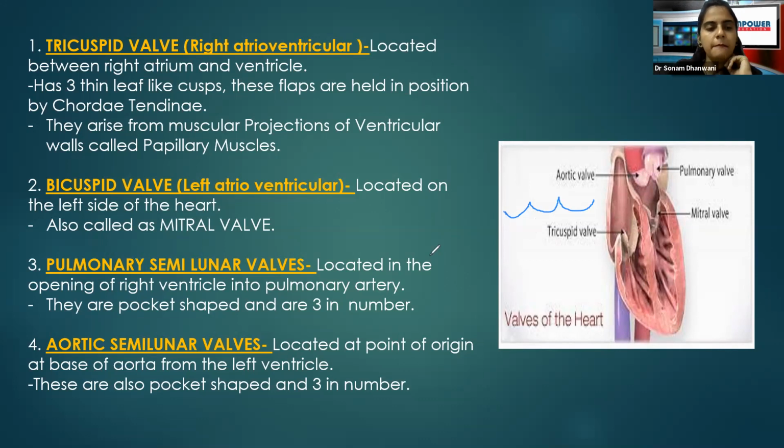Now the fourth one is the aortic semilunar valves. They are located at the point of origin, at the base of the aorta from the left ventricle. Now in these 2 valves, keep in mind the blood vessels which were leaving the heart. What was the first one? Pulmonary artery was coming out of the right ventricle. What was the second one? Aorta was coming out of the left ventricle. So aortic semilunar valves are present at the base of the aorta, which is coming from the left ventricle. They are also pocket shaped and 3 in number. So the difference between the two is only the location: pulmonary semilunar valves and aortic semilunar valves. Okay, are we clear with all these 4 valves?